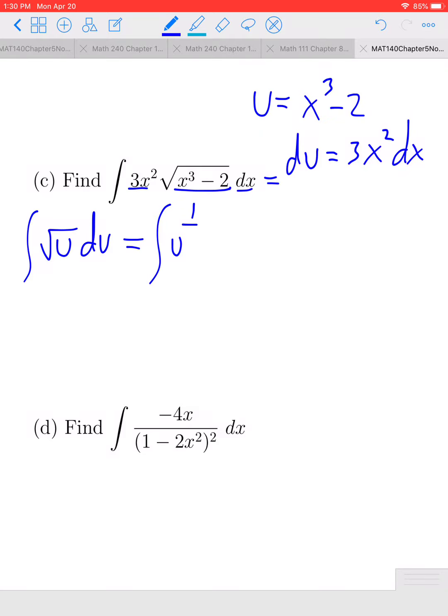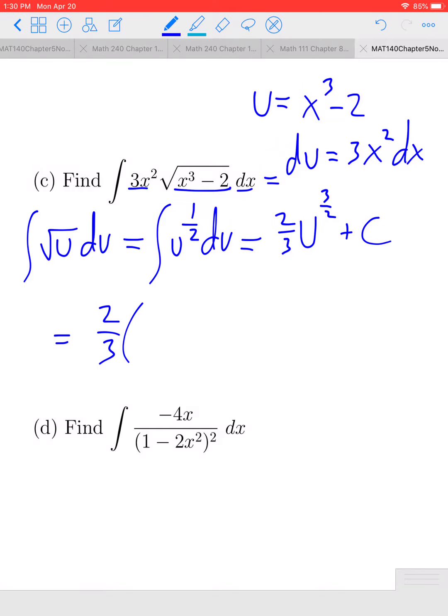This is the antiderivative of the square root of u du. We can add 1 to the power, divide by the new power, which is going to be the same thing as multiplying by 2/3, and then lastly back substitute. So we get 2/3 times x cubed minus 2 to the 3/2 plus c.